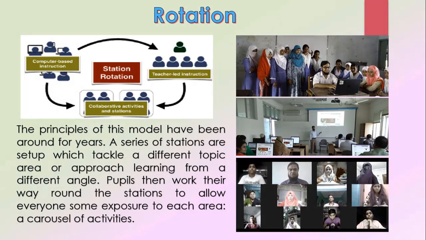Rotation model. The principles of this model have been around for years. A series of stations are set up, each approaching learning from a different angle. Pupils then work their way around the stations to allow everyone some exposure to each area, a carousel of activities.